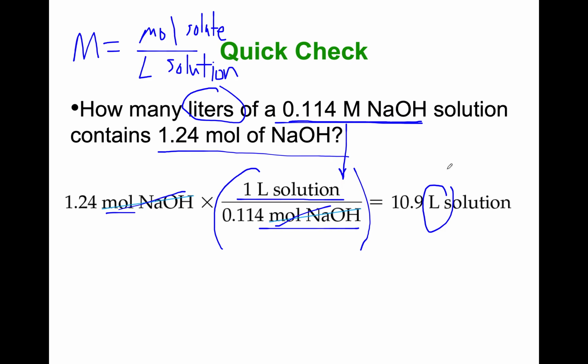So that's the quantitative piece. The first bit of the quantitative piece: calculate mass percent, use mass percent as a conversion factor. Calculate molarity, use it as a conversion factor. Now we're going to talk a little conceptual, and then we'll come back to some calculations.